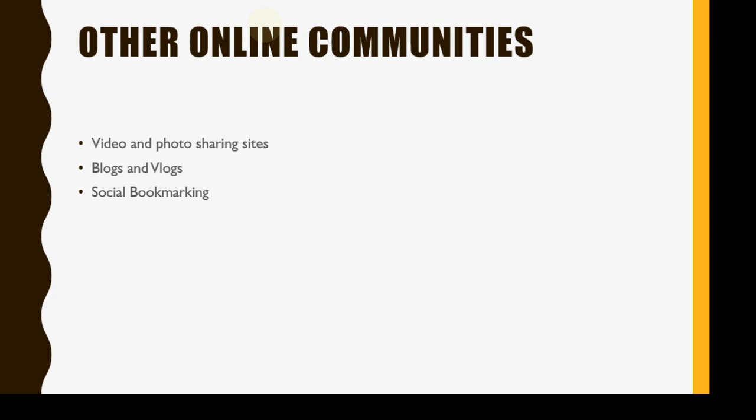So social bookmarking sites allow users to categorize and share web documents and URLs so that other people can access them. Pinterest, Digg, Pocket, Reddit, StumbleUpon are all examples of social bookmarking sites, right? So basically, social bookmarking sites allow you to share web documents and URLs with each other.